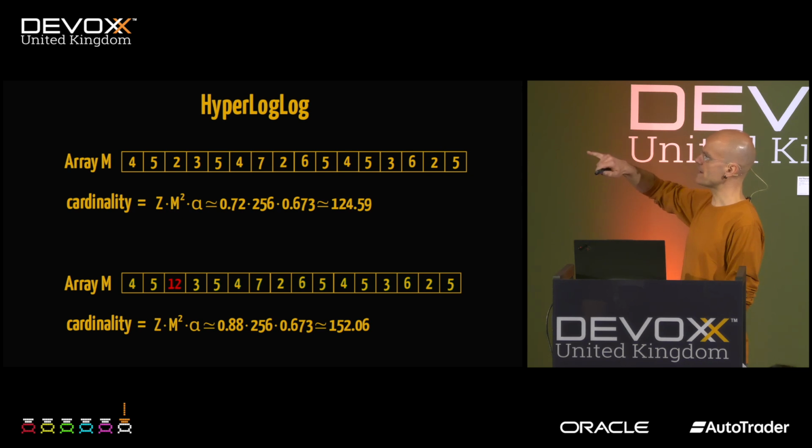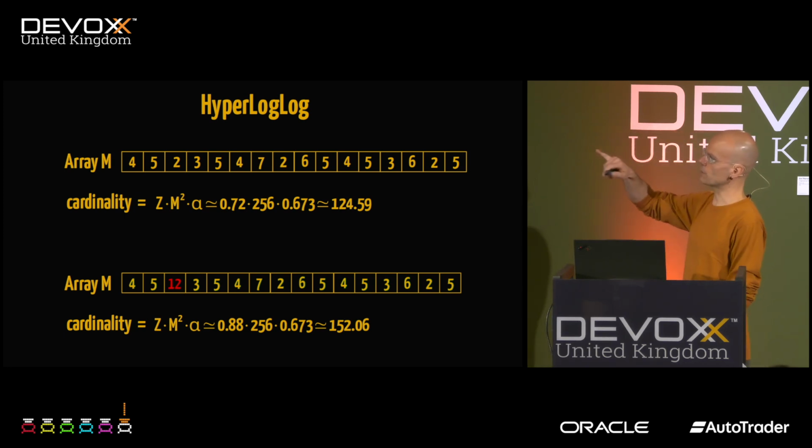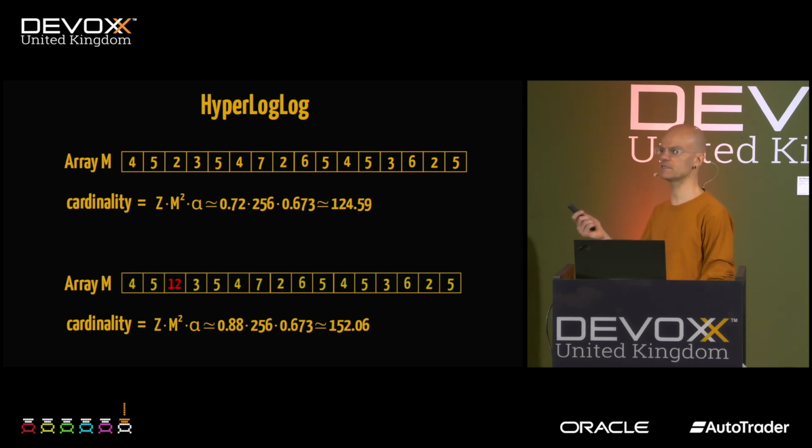Let's say that the array M at some moment in time has this value. We want to have the cardinality. Remember that we are counting the number of distinct items in the set. So we want to know the number of these distinct items. We're going to compute the normalized harmonic mean, and we apply the correction factor, and we get a number. So this is the estimated count of distinct elements in the set.